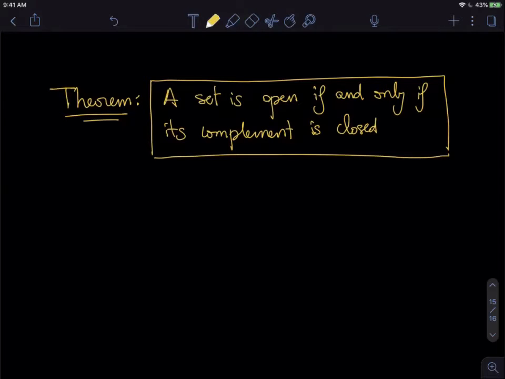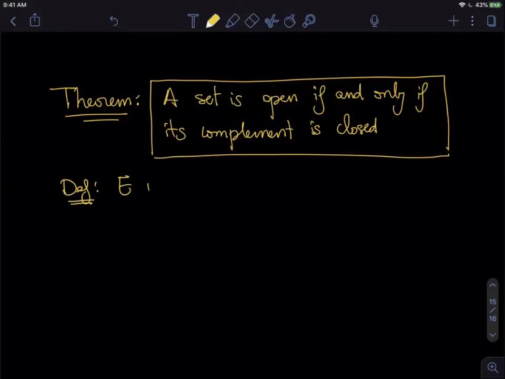Let's prove one more theorem. This one says that a set is open if and only if its complement is closed. Okay, so we know what an open set is, but we don't know what its complement is, and we don't know what closed means. So let's look into those definitions.